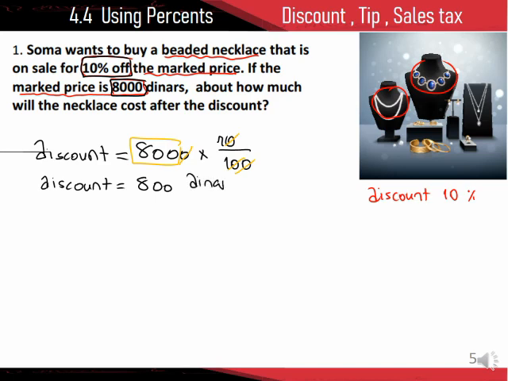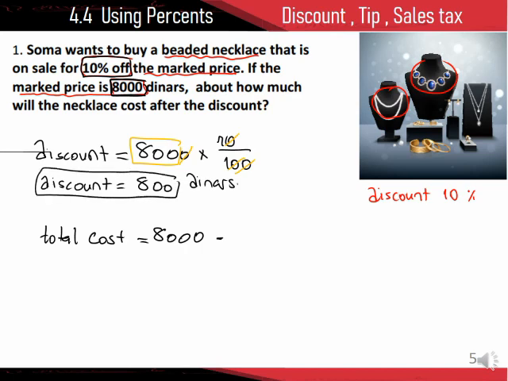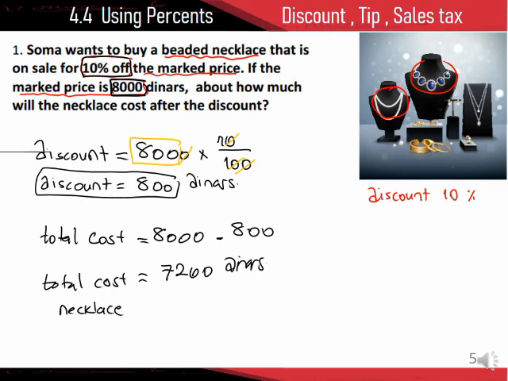So what is the total cost of the necklace? It is equal to the original price, 8,000 dinars, minus the discount. The discount is 800 dinars. So the total cost is equal to 8,000 dinars minus 800 dinars, which is 7,200 dinars. So the total cost of the necklace after discount is 7,200 dinars.